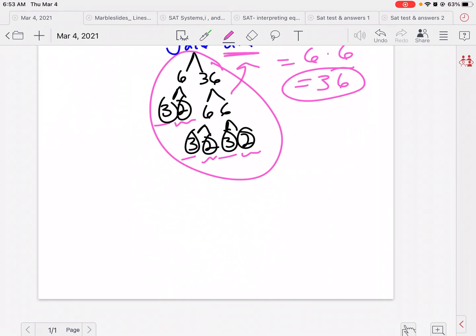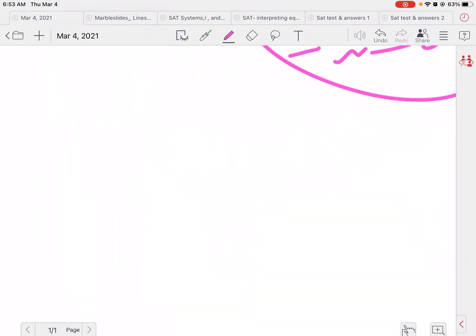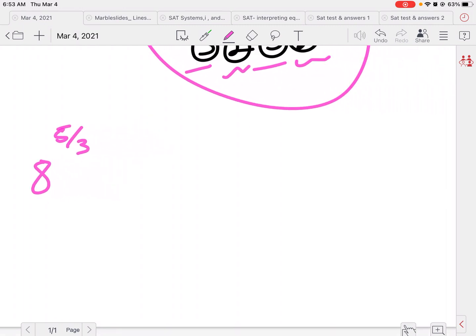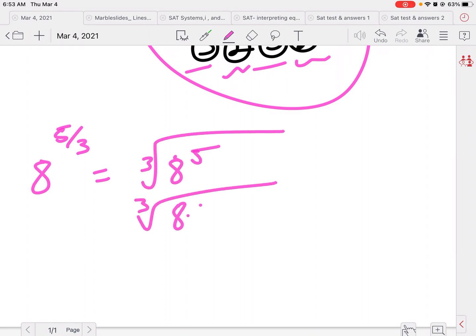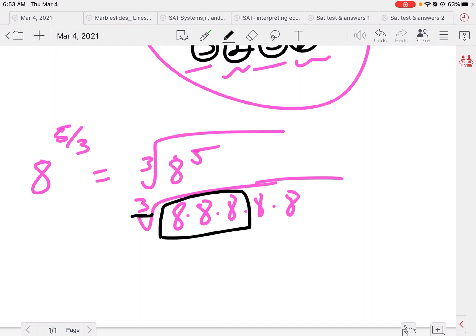Let's do another one like that. Let's say I have 8 to the 5/3. That would mean I have the 3rd root of 8 to the 5th, which is really the 3rd root of 8 five times. Now remember, we're looking for 3 buddies. I already see that we have 3 8's, so there's really no reason to go ahead and break down more numbers. If I already have 3 buddies, it's just going to end up breaking down to a bunch of 2's that multiply together to be 8. So I can definitely pull out one 8.